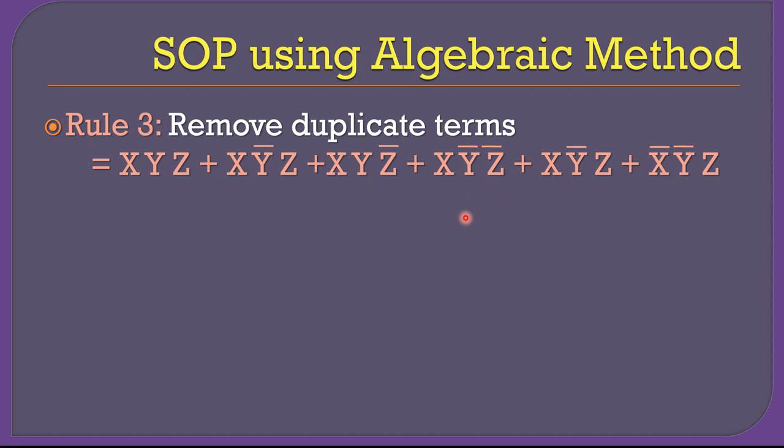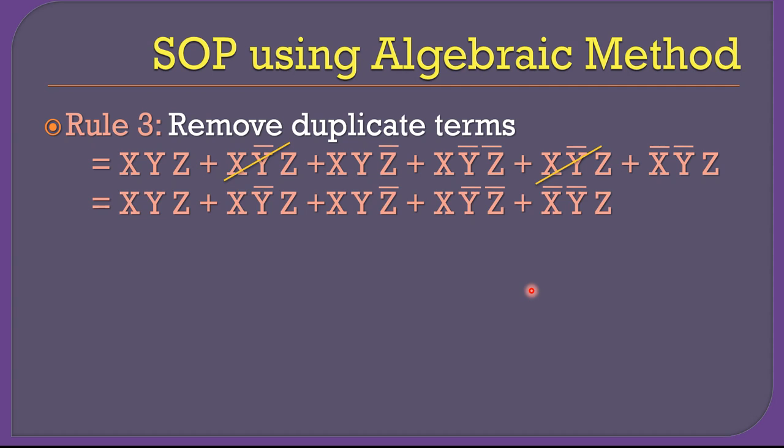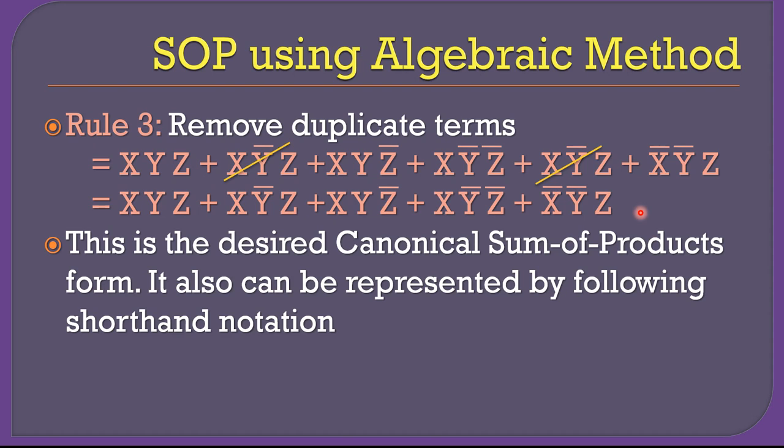So what you are going to do is remove that duplicate term. You cancel the duplicate and keep only one, and write the remaining terms. We call it a canonical expression. So this is the desired canonical sum of products form.